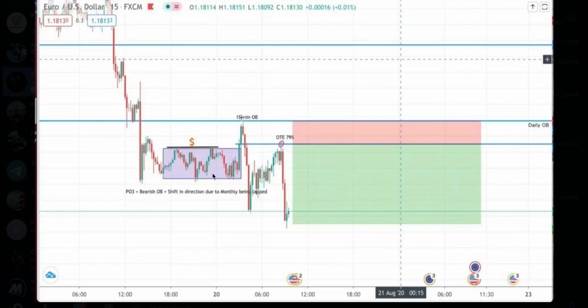So we can see accumulation, manipulation, and distribution. And if you guys already watched the OTE video, we know that New York session is prime time for retracements. So price came to my OTE level, 79% OTE level during New York session. And it was a very nice clean sell off that level on top of a London session sell. So this was a very ideal prime example.